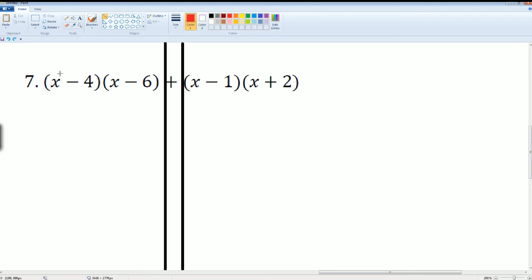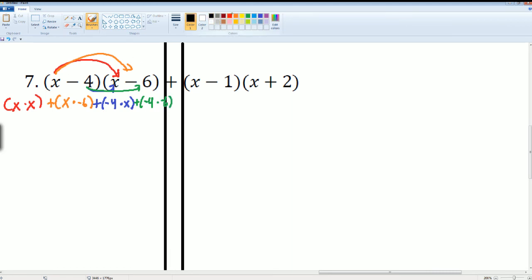So here I'm just going to FOIL. All right. So let's paint x times x. So that is x times x. Then you have x times negative 6. So add x times negative 6. Add the inner, negative 4 times x. Let's green this. The last one, negative 4 times negative 6. So negative 4 times negative 6.